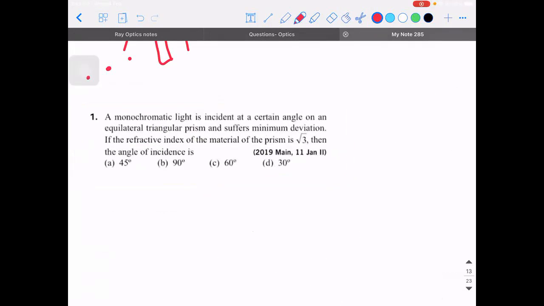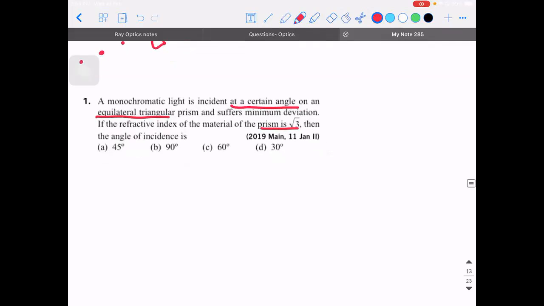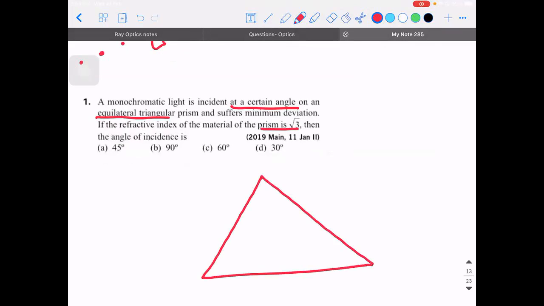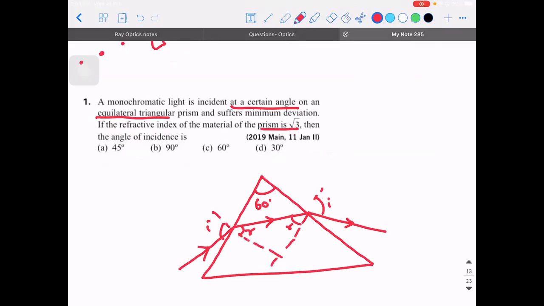So there is a monochromatic light which is incident at a certain angle on an equilateral triangular prism and suffers minimum deviation. If the refractive index of the material of the prism is √3, then the angle of incidence is. So if I take a triangular prism, then the angle of the prism is 60 degrees. So when it suffers minimum deviation, what will happen to the refracted ray inside? It will be parallel to the base, and the emergent ray will come out symmetric with respect to the incident ray. So if this is i, this is also i. This is r, this will also be r. Join them.